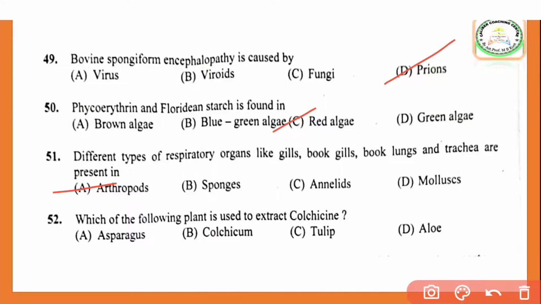Which of the following plants is used to extract colchicine? Asparagus, colchicum, tulip, aloe. And the answer for this question is colchicum. This is the correct answer. Go for the next question.